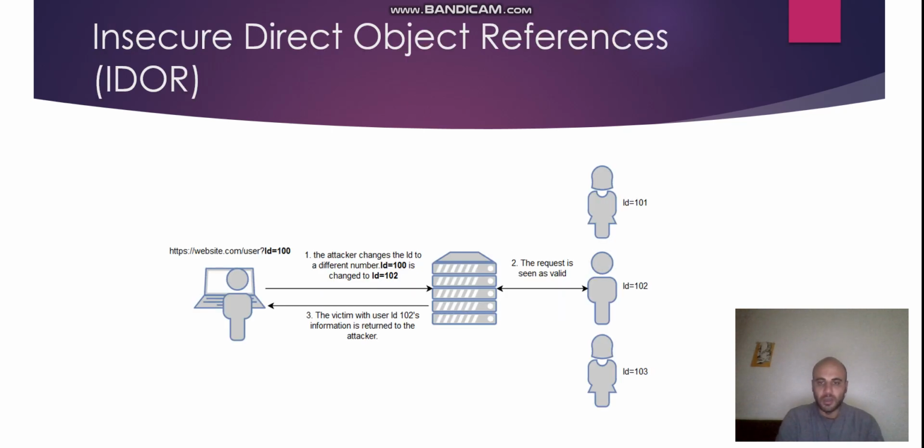This is an explanation, just a visual representation of how the attack works. As you can see, the attack changes the ID to a different number at the end of the URL. This is very familiar in any URL. You can probably see it in the browser you're using right now. The request is seen as valid, and then the victim with user ID 102's information is returned to the attacker.